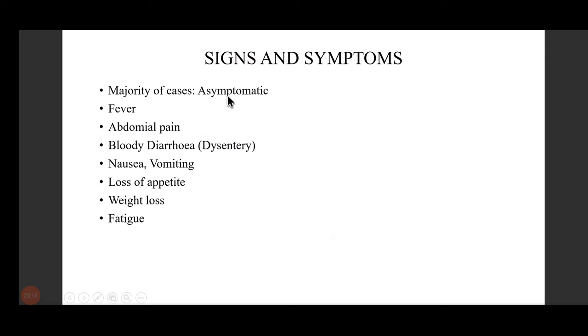Then signs and symptoms. These are general signs. Most of the cases are asymptomatic. Few cases have dysentery, fever, abdominal pain, nausea, vomiting, loss of appetite, weight loss, fatigue. These are vague signs and symptoms.